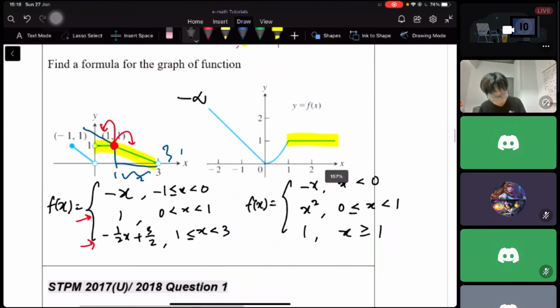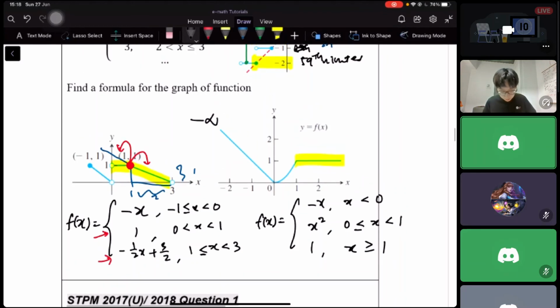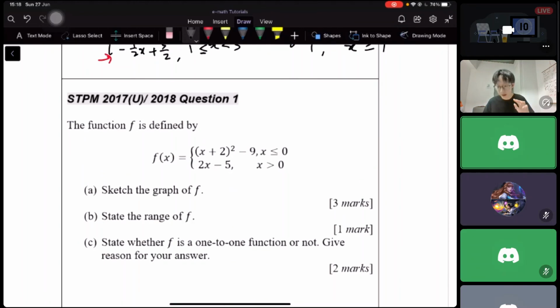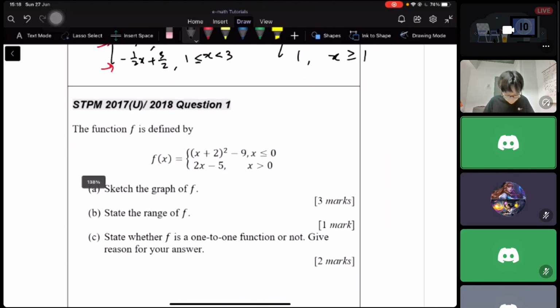Okay? So this is it for the piecewise defined function, and this is a question that they will usually ask. They will either give you a graph and ask you to write the formula, or they will give you the formula and you go sketch a graph. And we have a past year question here, which I don't have time to discuss.